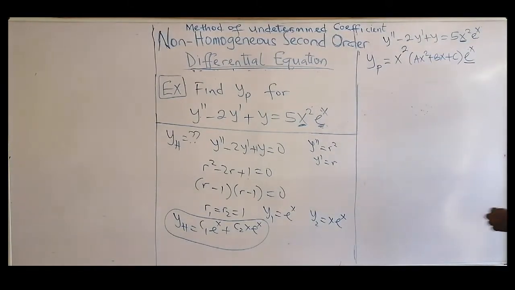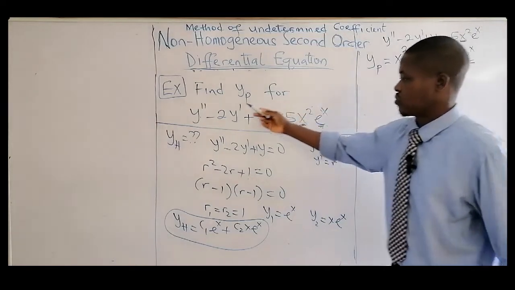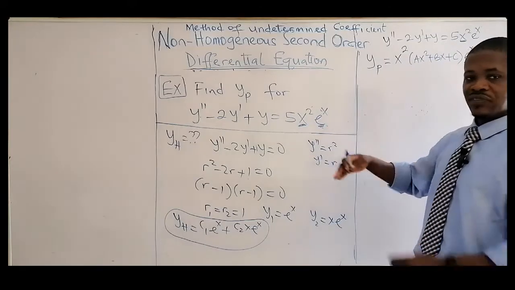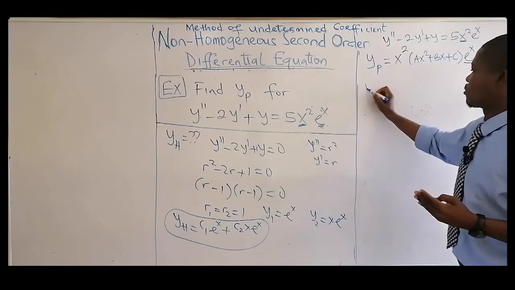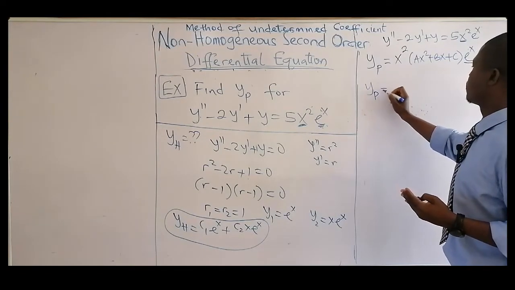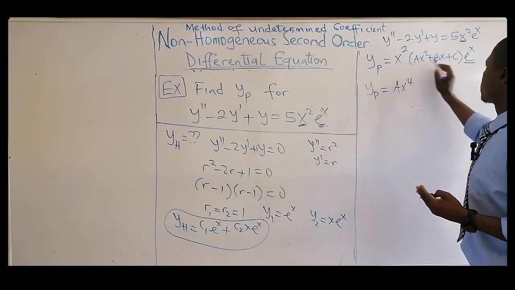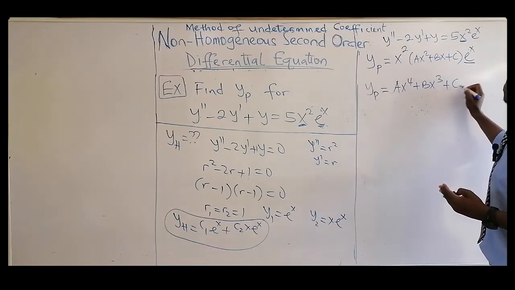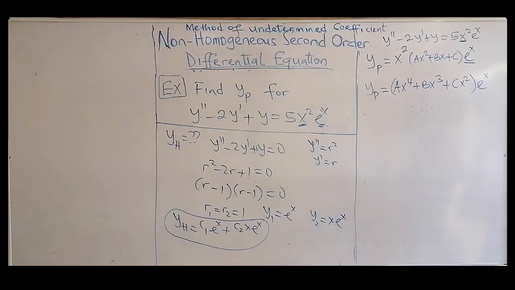That's yp for this non-homogeneous part. Then we need to get the first differential and the second differential, plug everything back into this expression, and after that do the arrangement and equate the coefficients. But before that, this one times this one will be a x^4, this one times this one will be b x^3, and this one times this one will be plus c x squared. So that's my yp, the particular solution.